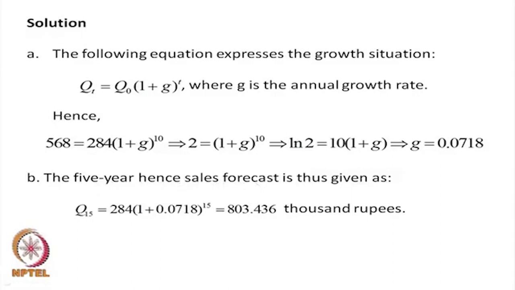Suppose that we are asked to estimate the 5-year hence forecast of the annual sales of Babu restaurant. Then it will be given as Q15, which is 284 into (1 plus 0.0718) to the power 15, and that is 803,436 rupees. So, this is a very simple example of sales forecast, where the sale Qt at any time is defined by a compounded annual growth function.